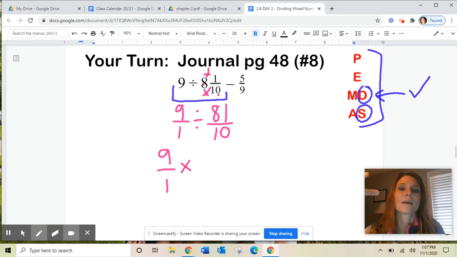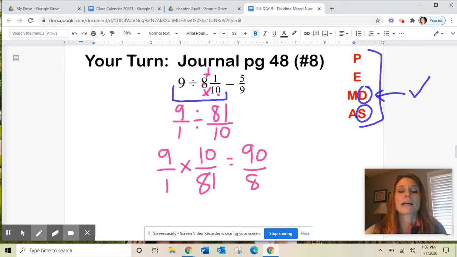Now I'm ready for my next setup, which is keep it 9 over 1, change it from divide to multiply, and flip to the reciprocal, 10 over 81. Did you remember to keep it, change it, flip it? Now let's multiply. 9 times 10, we get a 90 as a numerator, and 1 times 81, we get an 81 as a denominator. So the next math problem we have to do is subtract 5/9.